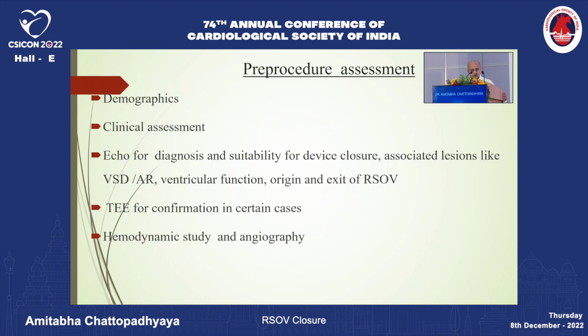So pre-procedure assessment: the demographics, clinical assessment, and echo for diagnosis and suitability for device closure. Associated lesions have to be ruled out. The most common ones are VSD and aortic regurgitation. We accepted mild aortic regurgitation, though anything more than mild we rejected and referred to surgery. Then ventricular function, origin and exit of the RSOV, TEE for confirmation in certain cases, and hemodynamic study and angiography.